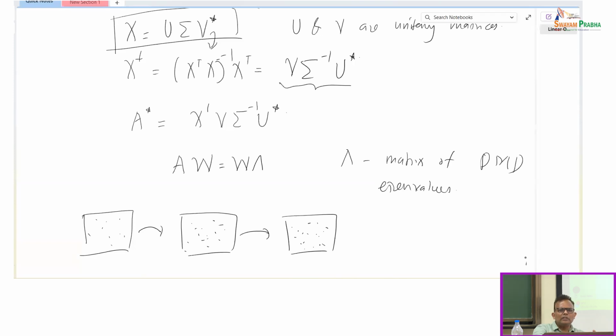The DMD was actually developed independent of the Koopman things, but then people realized the connection of the DMD with the Koopman. So once you find this A matrix, you can compute the lambda, which are the eigenvalues of the A. Those will be called the matrix of DMD eigenvalues. And then the W will be the corresponding eigenvectors.